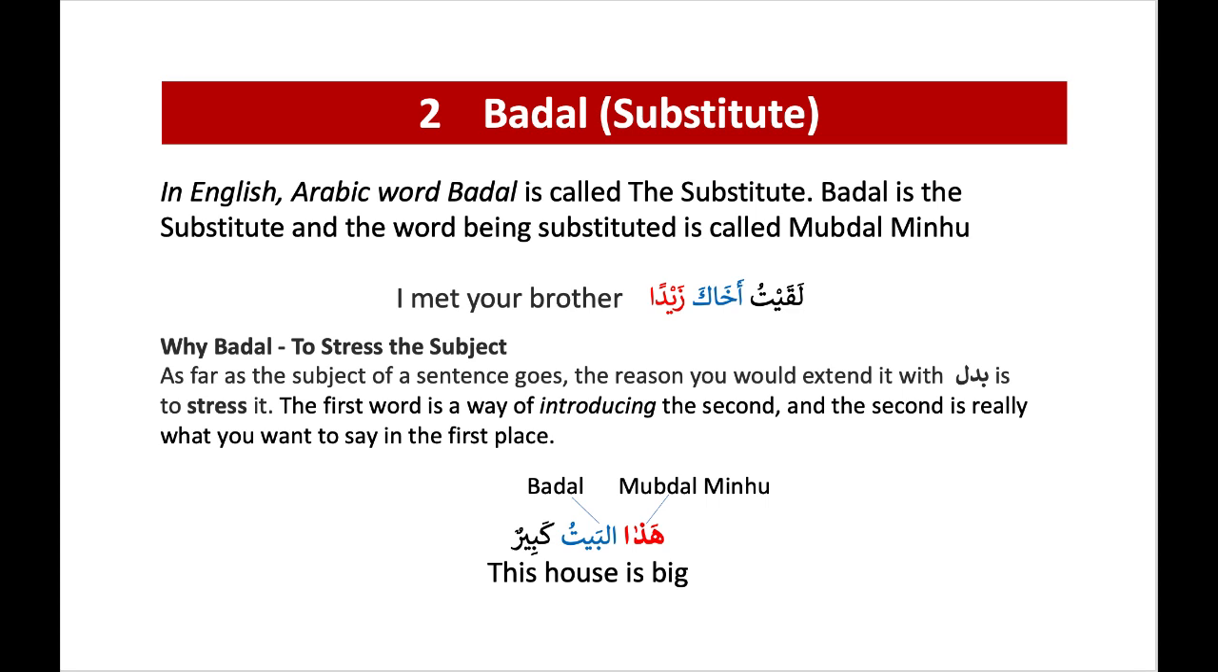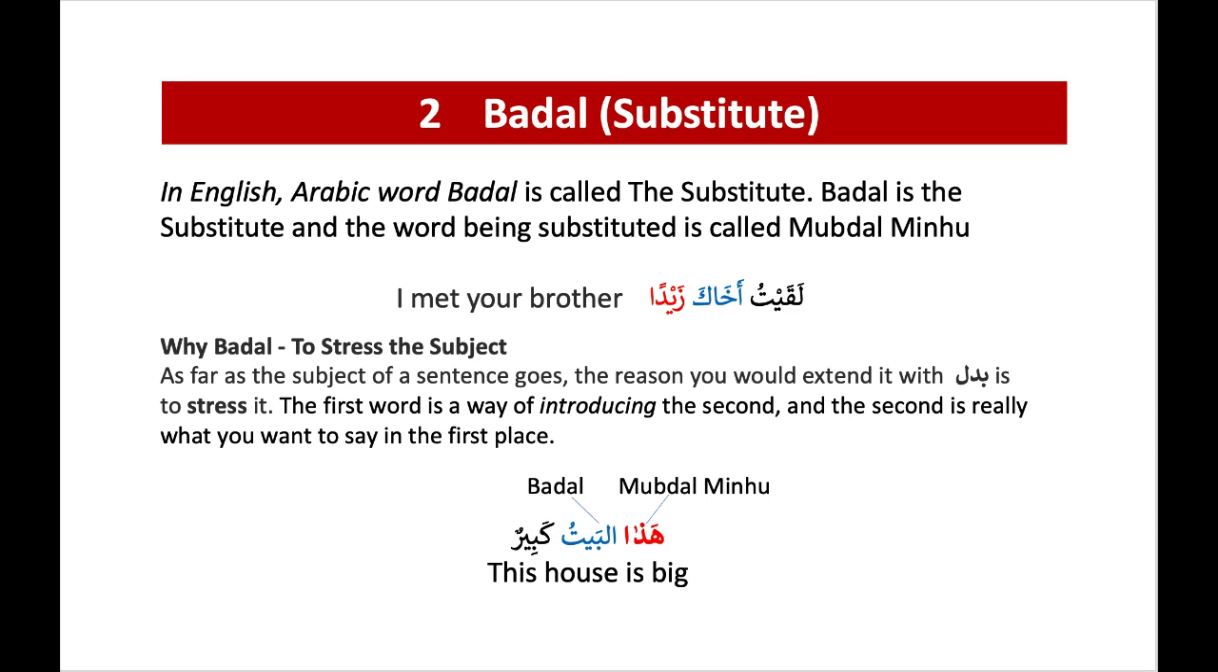Your brother and Zaid are actually referring to the same person. Saying your brother is just a way of setting the stage. Zaid is really the point of conversation, to stress or affirm and really establish who or what the subject is. The question is, why is Badal used? The answer is simple: to stress the subject. As far as the subject of a sentence goes, the reason you extend it with Badal is to stress it.